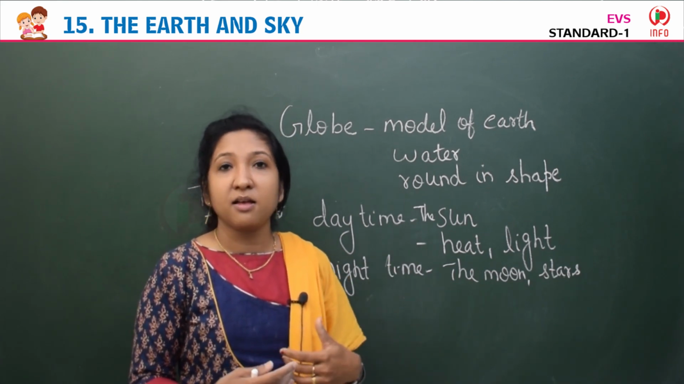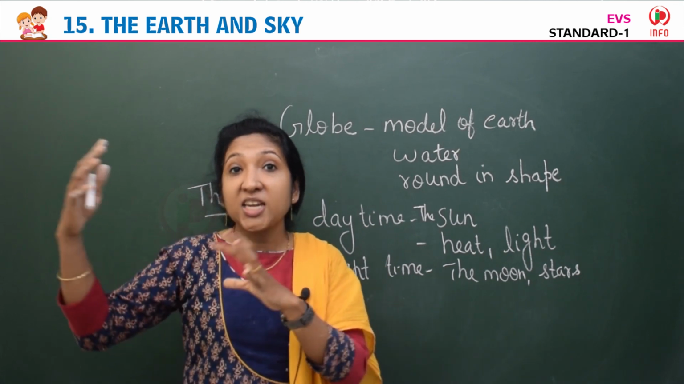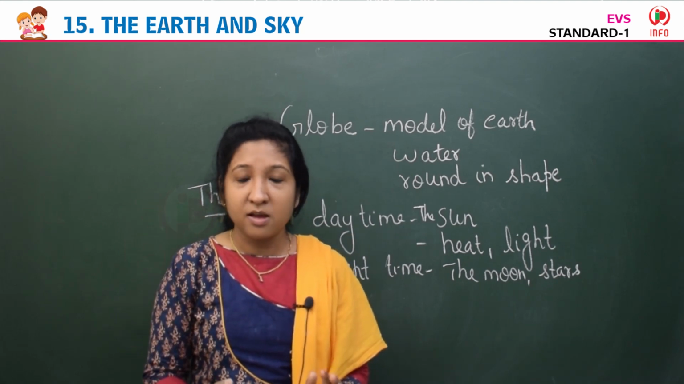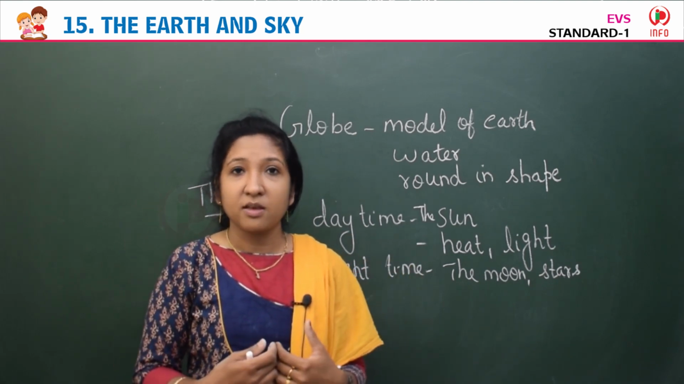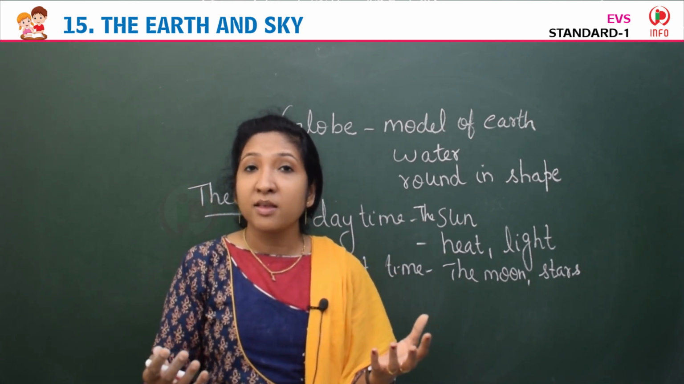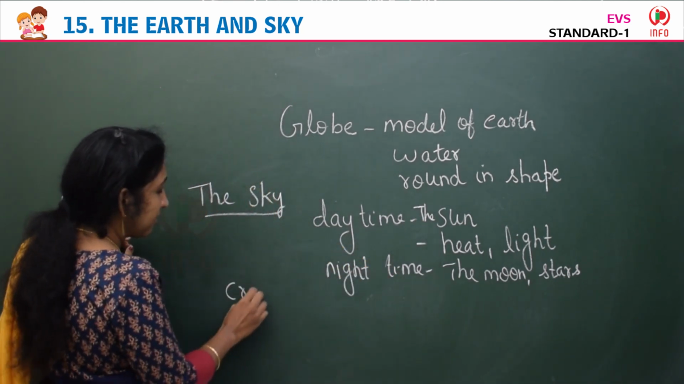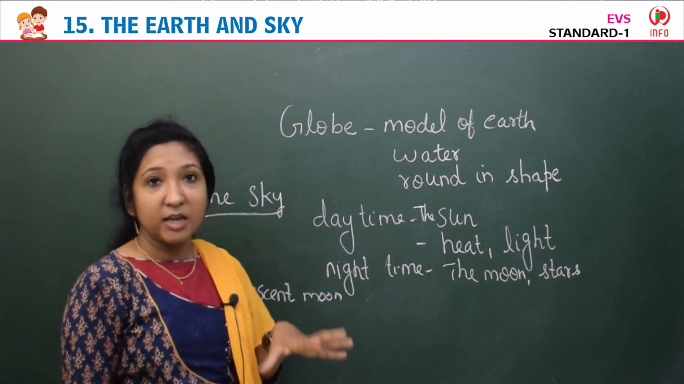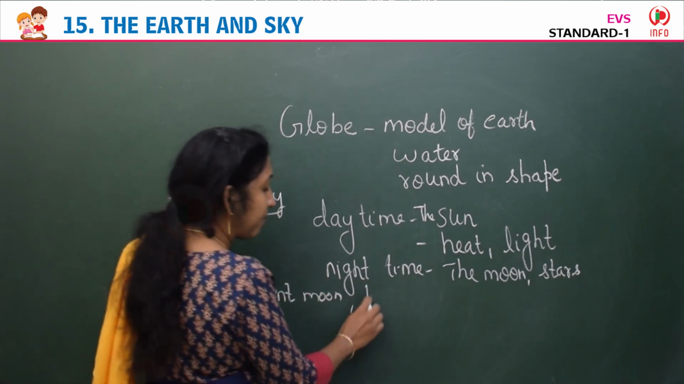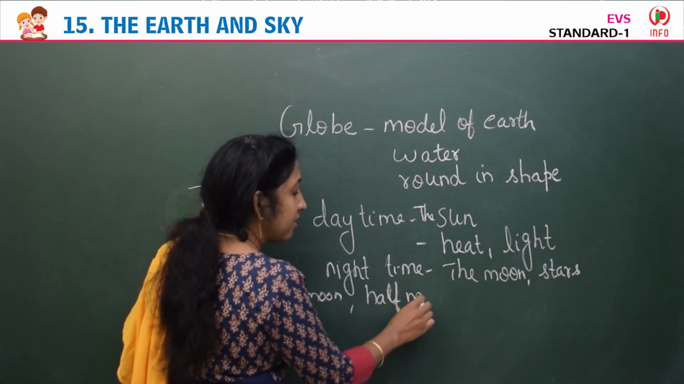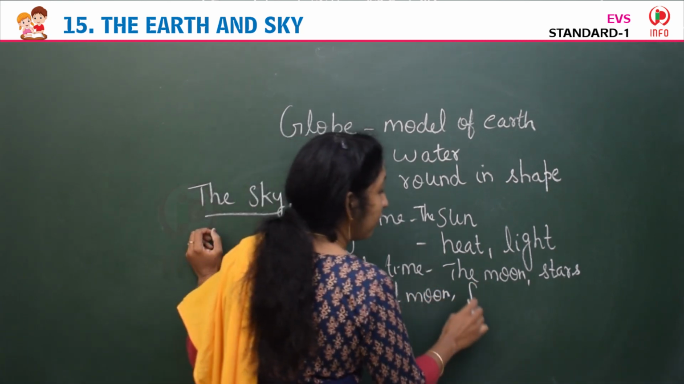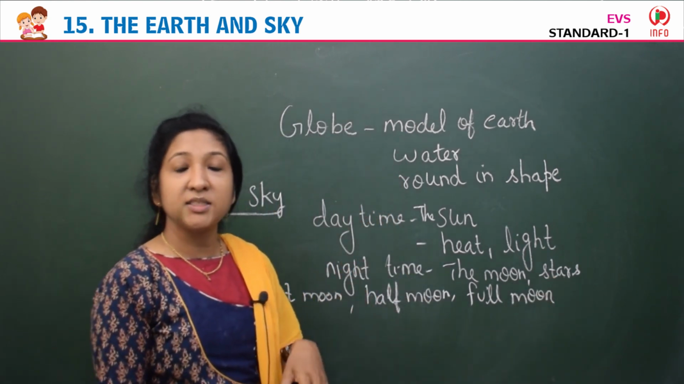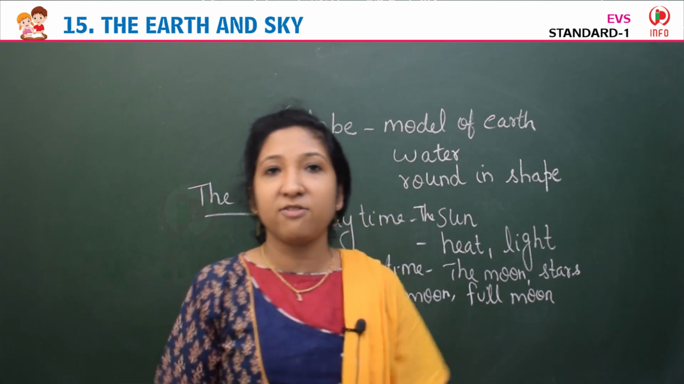than the sun. Yes, so we can see different shapes of the moon every day. All the days moon doesn't look the same shape. So moon takes different shapes. Yes, so which are those shapes, children? Yes, crescent moon. Crescent moon means the part of the moon we see sometimes. It is called crescent moon. Then sometimes we can see the half moon. And sometimes we can see full moon also. Yes, so these are the shapes of the moon. Moon changes its shapes every day.